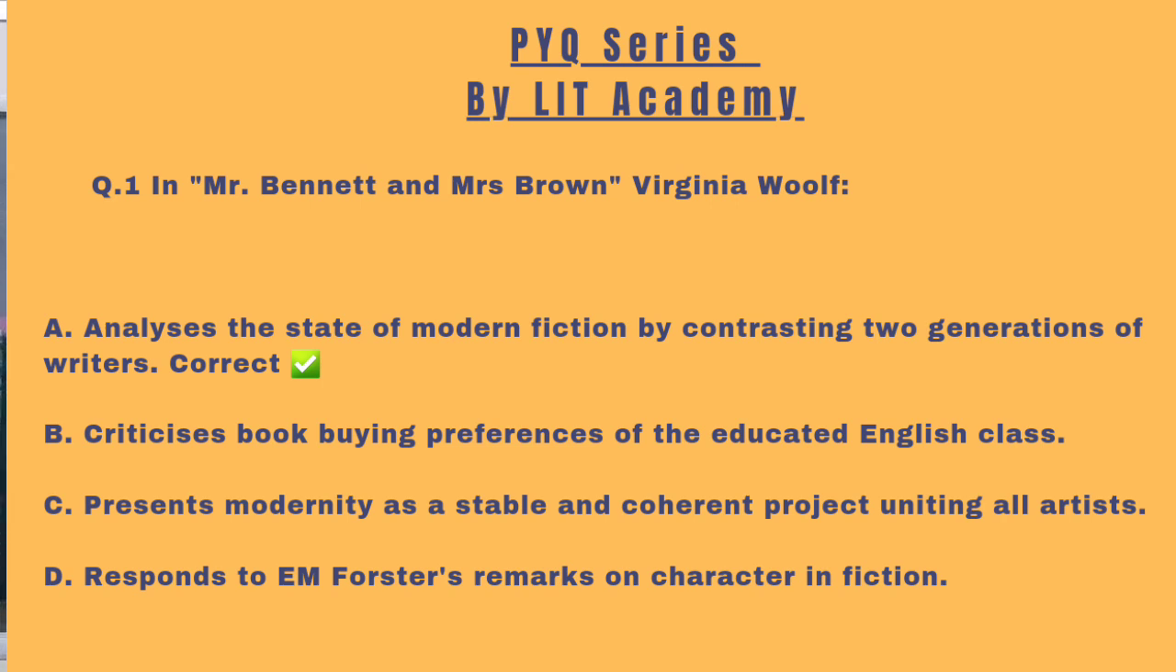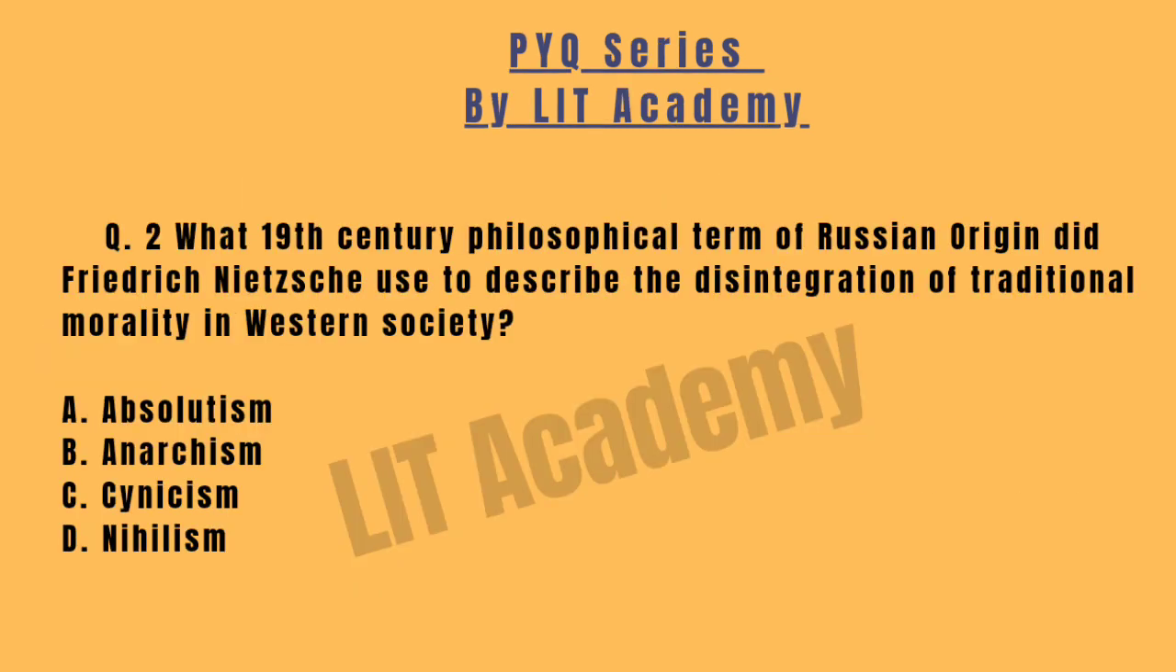Now moving on, the next question I would like to discuss is about Friedrich Nietzsche and Western society. The question was: what 19th century philosophical term of Russian origin did Friedrich Nietzsche use to describe the disintegration of traditional morality in Western society? So what was that? Is it A, absolutism, B, anarchism, C, cynicism, or D, nihilism?